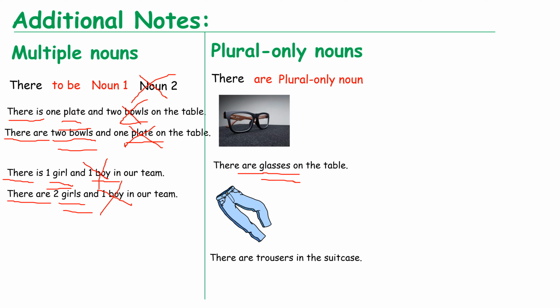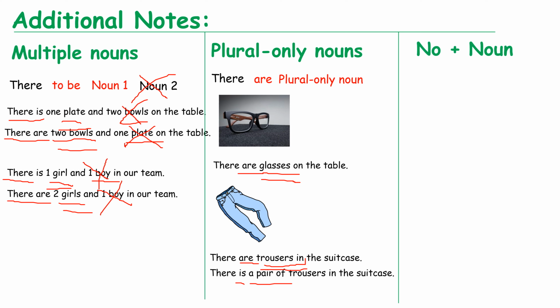There are trousers in the suitcase. Here, once again we say are because trousers is always used in the plural form. It's also possible for you to say there is a pair of trousers in the suitcase. Here you say is because you have used the expression a pair of.